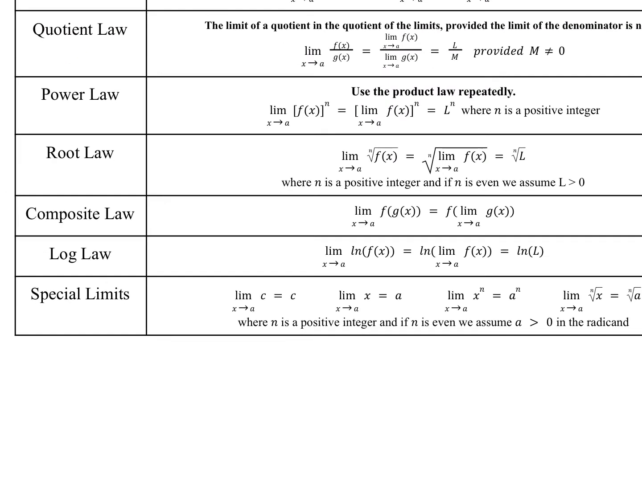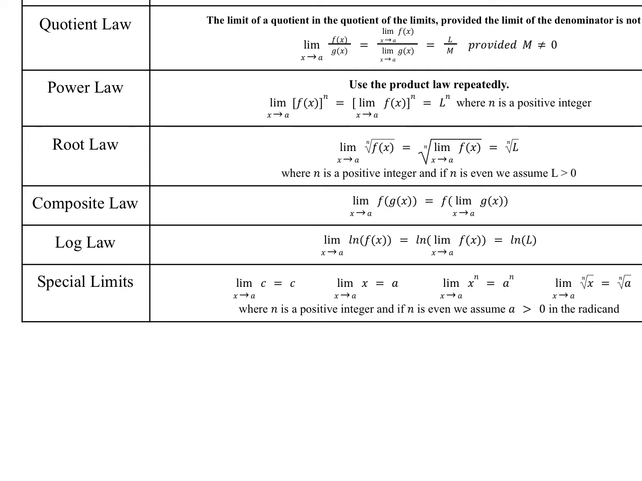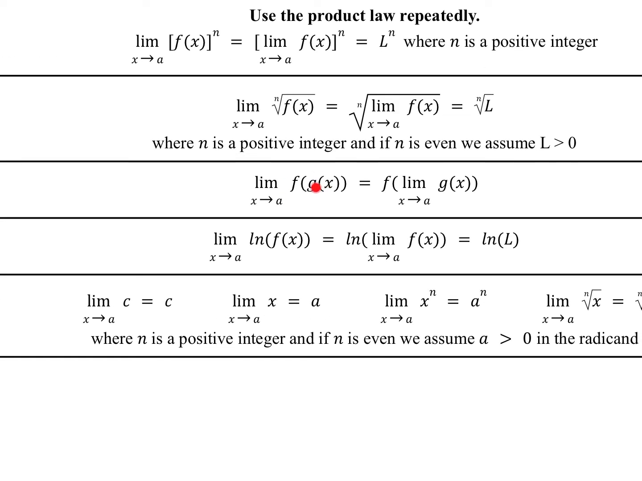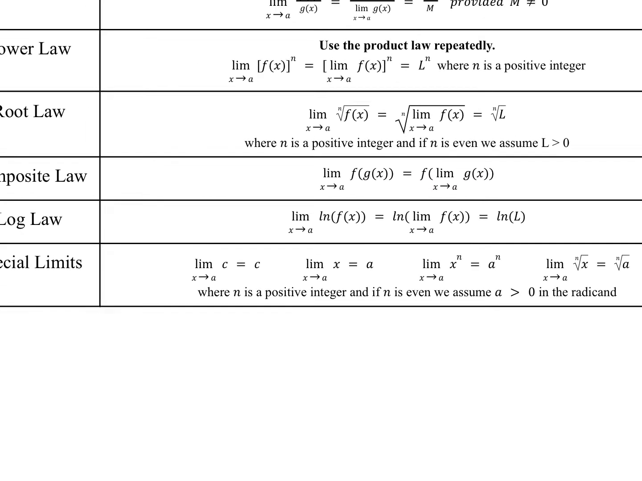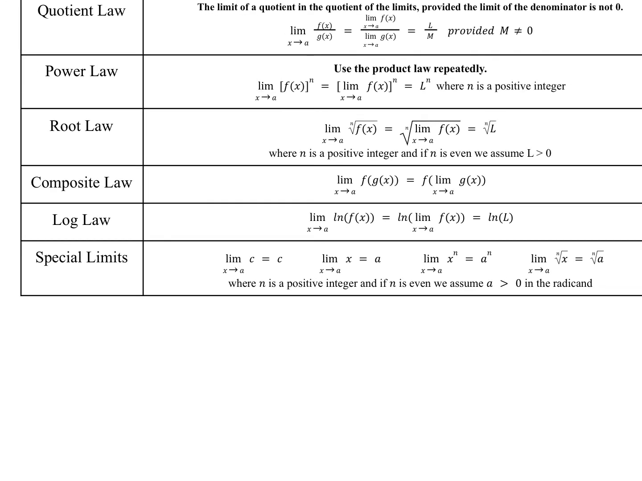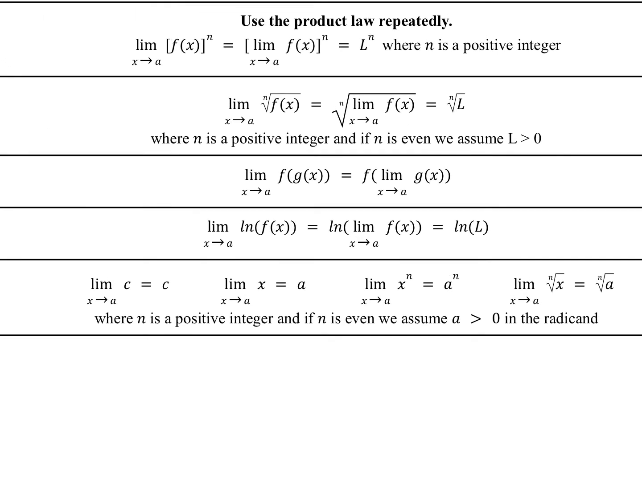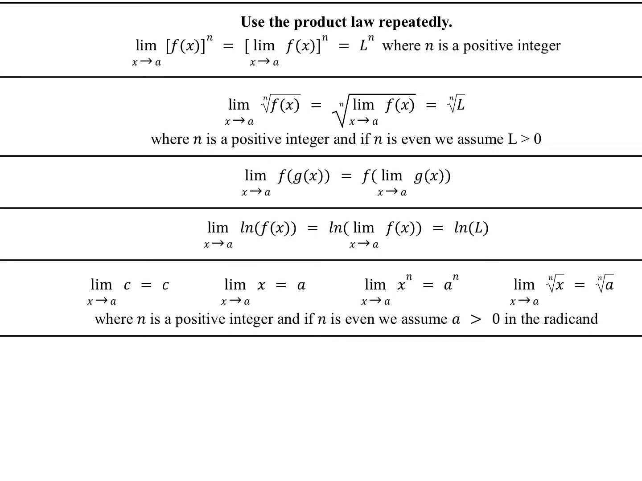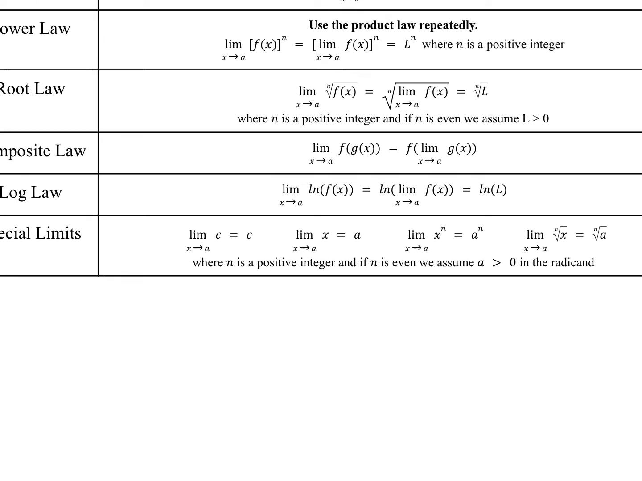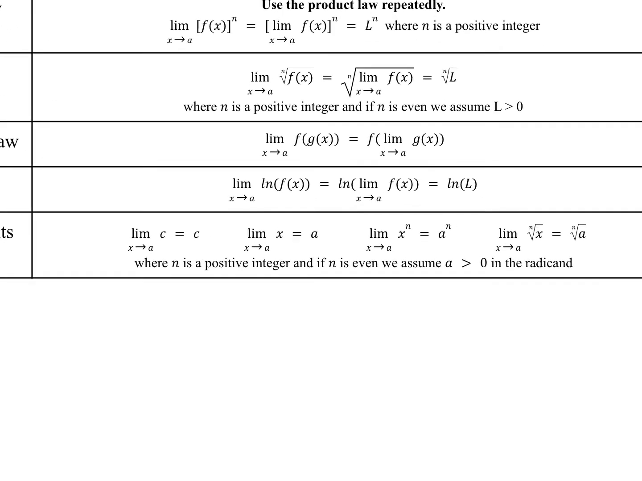Next we have the composite law, which says if you're taking the limit of a composite, like f of g of x, we can actually find f of the limit of g of x. So just to make it a little bit easier to find that limit, the log law states that if you are taking the limit of the natural log of a function, we can actually take the natural log of the limit of that function. So you'll see that the result is the natural log of L, which was the limit of f of x. And last, a couple special limits.